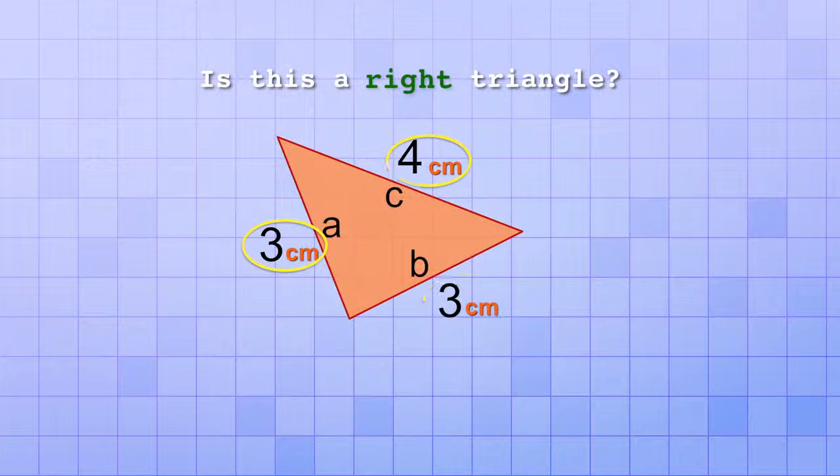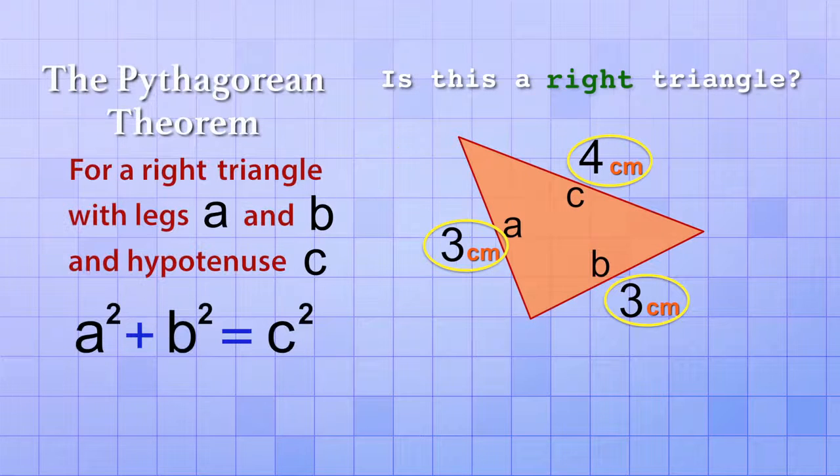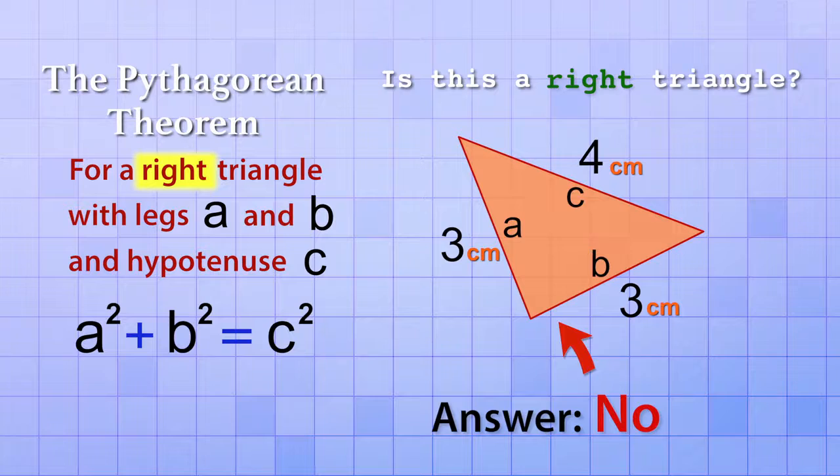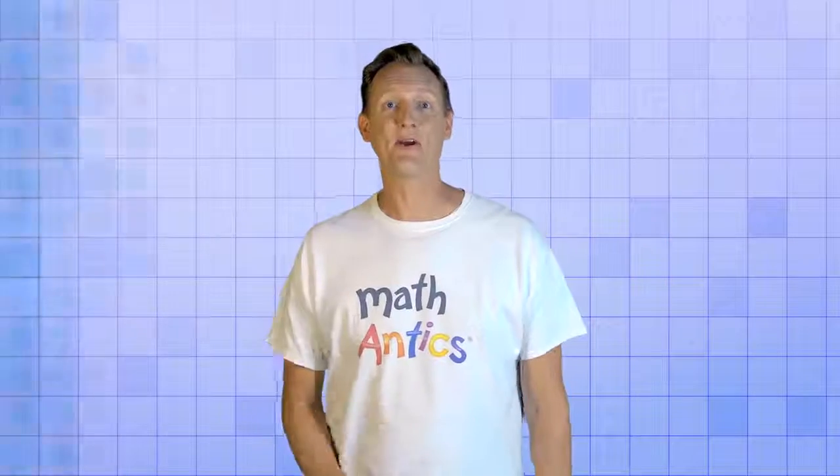That means that the three sides of this triangle do not work in the Pythagorean theorem. They don't fit the relationship a squared plus b squared equals c squared. And since the Pythagorean theorem tells us that all right triangles fit that relationship, this triangle must not be a right triangle. All right, so now you know what the Pythagorean theorem is, and you know how to use it. You can use it to find a missing side of any right triangle. And you can also use it to test a triangle to see if it qualifies as a right triangle.